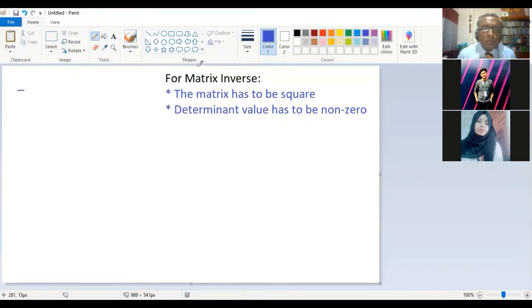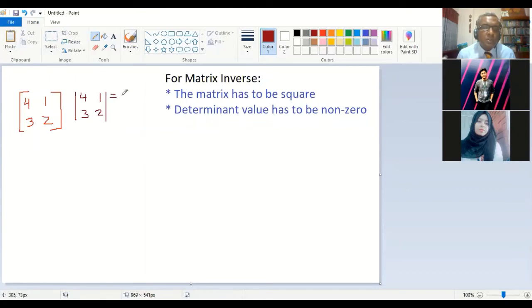Say we are writing a square matrix on the left side: 4, 1, 3, 2. This is a square matrix, and it is possible to take the inverse of it. Another condition is the determinant. A determinant is the same matrix, but written with vertical lines instead of a bracket, and the determinant has a value.